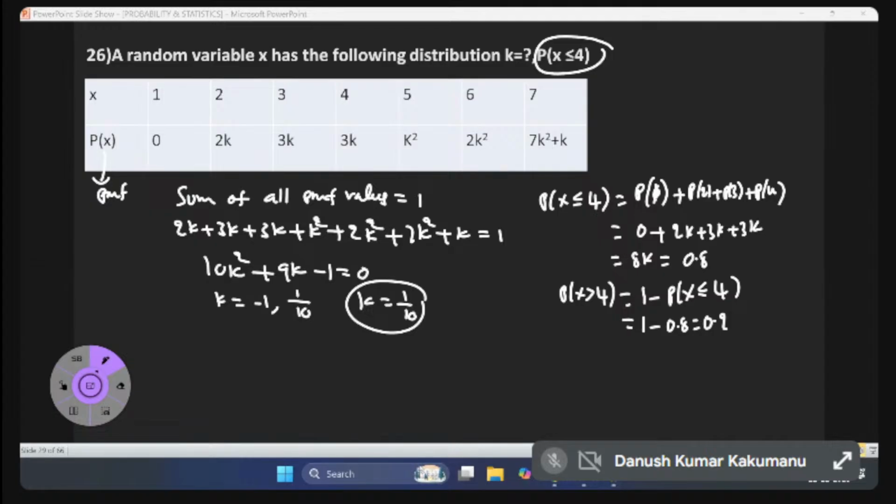Right. Hope you have done this in 11th, 12th standard. Same question is there. This is also a GATE question.